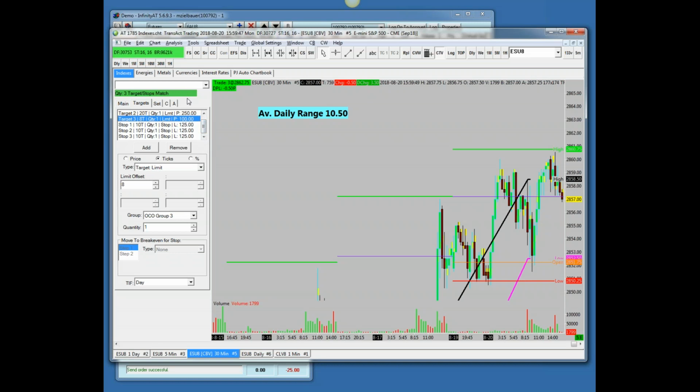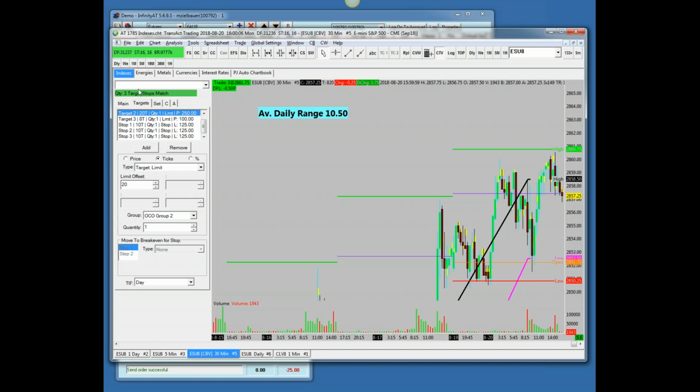Okay. Now I'm going to save this. You have target number 2 set for 200. Yeah, I did. Thanks for showing that. So I'm going to save this. Okay, so this is my 3 contract setup. Have everything the way I want, have my target and stop losses.